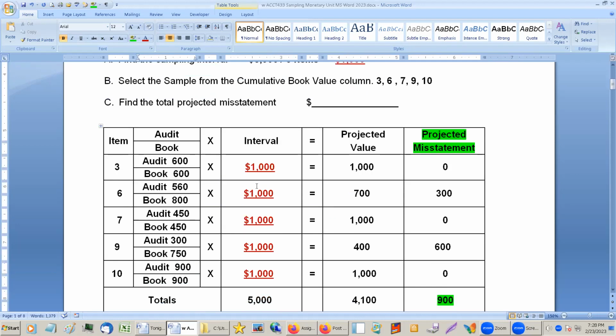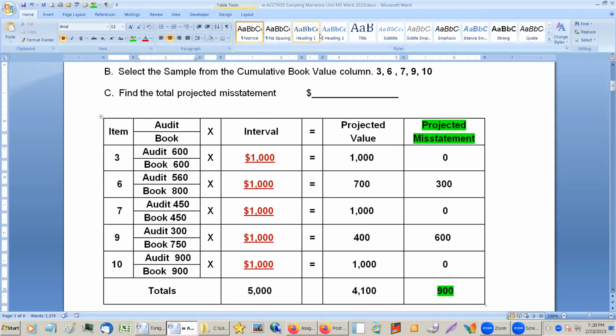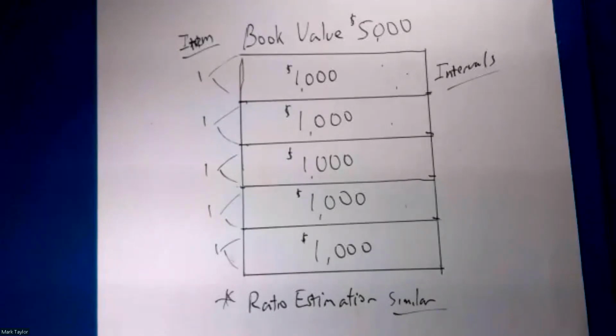Also, this method picks our sample for us. We don't go to a random number table and have to pick this, looking down columns and trying to match them up. It picks the sample for us. Larger ones tend to be picked more often than smaller ones. If the item is large enough, it's 100% sure that it'll be picked.